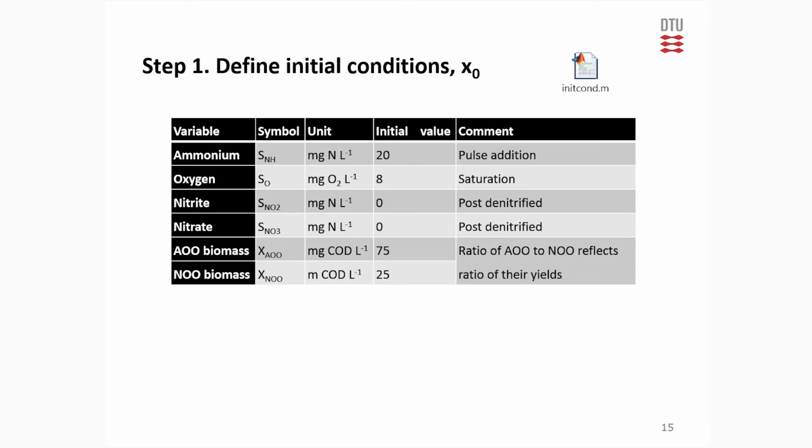There is an addition of ammonium in a pulse mode of 20 mg of nitrogen per litre. Oxygen is saturated and therefore reaches 8 mg per litre. Nitrite and nitrate are initially not detected and thus assumed to be zero. Biomass concentrations are predicted to be 75 and 25 mg of COD per litre respectively for AOO and NOO. These initial conditions are saved in a file named init.const.m.